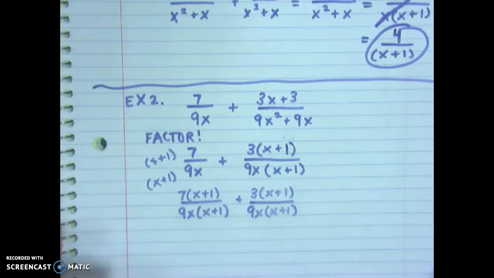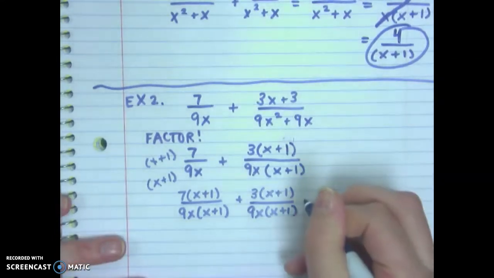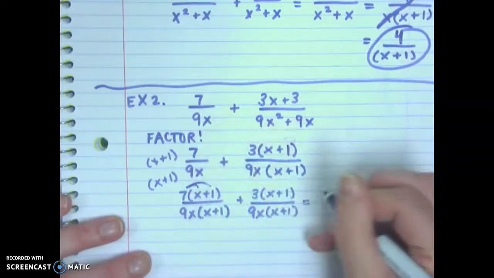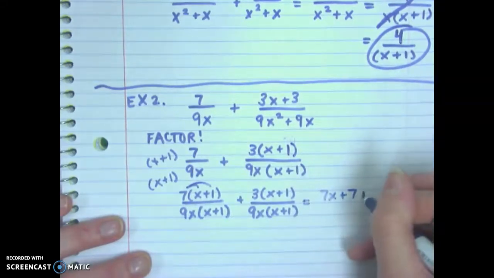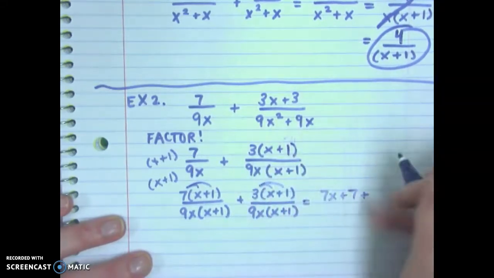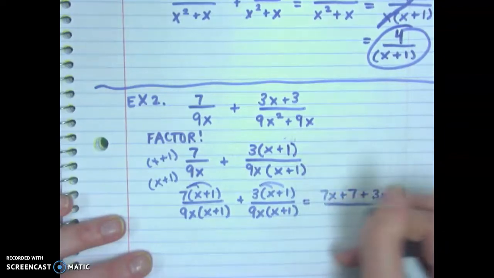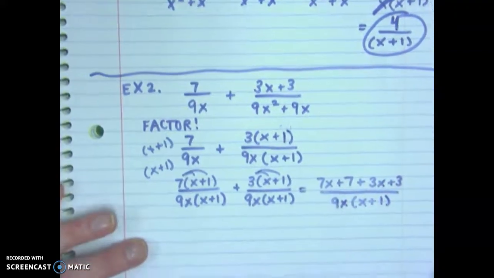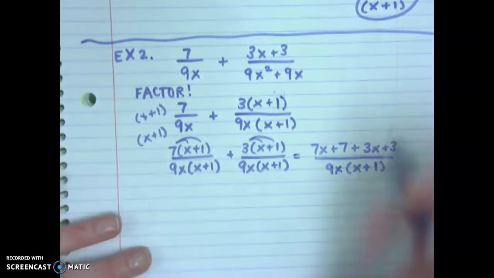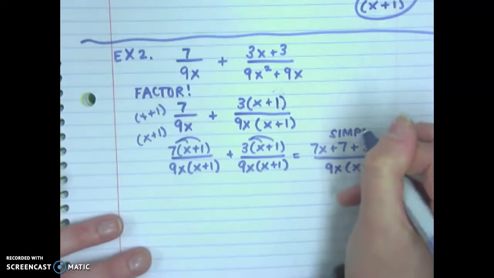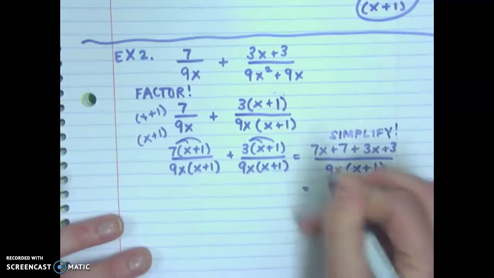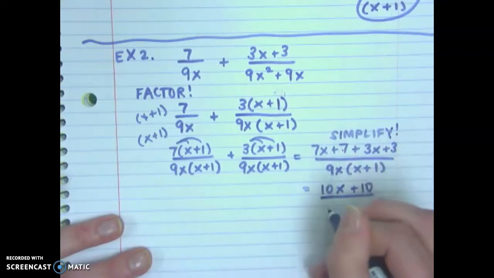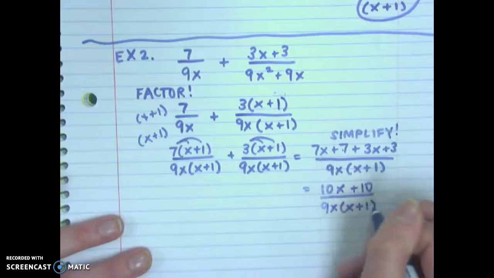Now I have common denominators, so I can add straight across. So I have 7x plus 7 plus 3x plus 3 over the common denominator. And I can simplify. 7x plus 3x, combine like terms, I get 10x. 7 plus 3 is 10 over my common denominator.